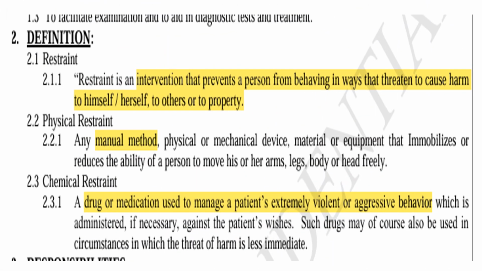Okay, now let's move on to the definition of terms. According to our policy, restraints is defined as an intervention that prevents a person from behaving in ways that threaten to cause harm to himself, herself, to others, or to property. Physical restraint is defined as a manual method, a physical or mechanical device, material or equipment that immobilizes or reduces the ability of a person to move his extremity or body freely. While chemical restraint is the administration of drug or medication to manage the patient's violent and aggressive behavior.